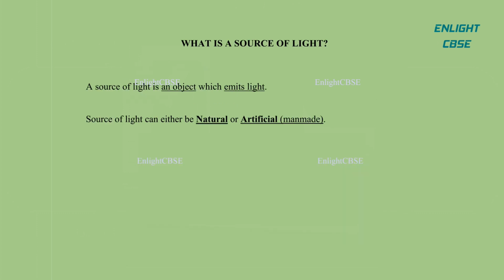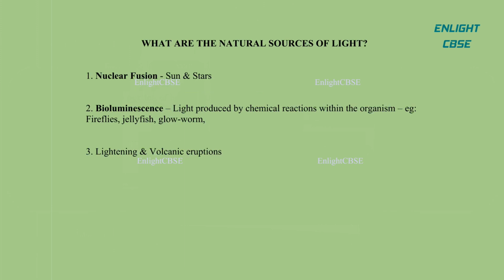What is a source of light? A source of light is an object which emits light. Sources of light can either be natural or artificial. The natural sources of light are nuclear fusion, the sun and stars. Bioluminescence is light produced by chemical reactions within an organism, e.g., fireflies, jellyfish, glowworm. Natural events like lightning and volcanic eruptions are also sources.